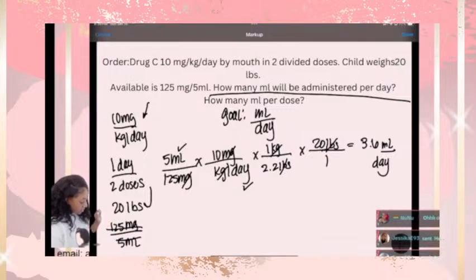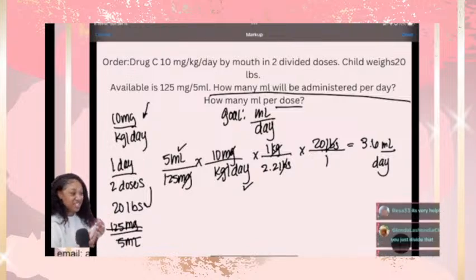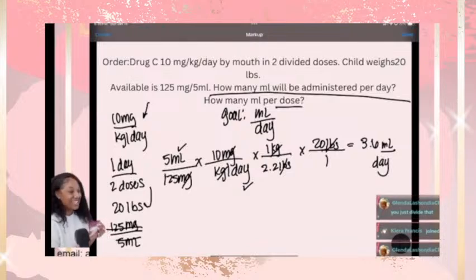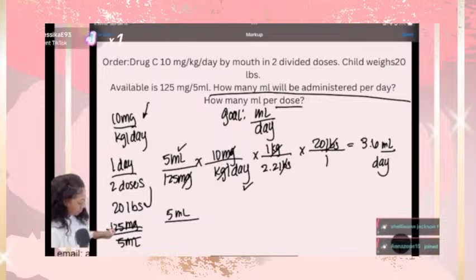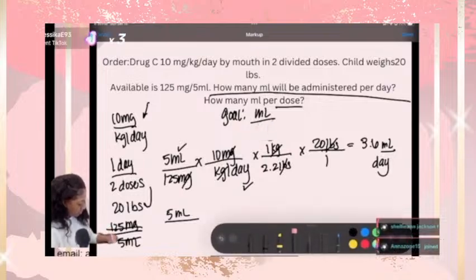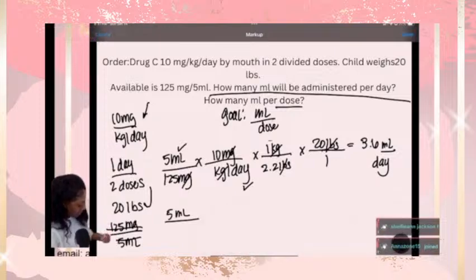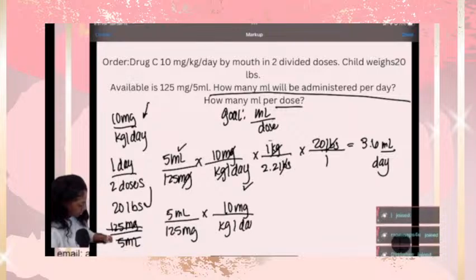So that was the first part. So then how many milliliters per dose? Somebody was like, well, can't you just divide it by 2? Yeah, you could. But I'm going to show you how to do it with dimensional analysis. All right. So we're going to set it up basically the exact same way. So 5 milliliters, because we want mL per dose now, right? Dosage. All right, 125 mgs. And then 10 milligrams over kg per day.